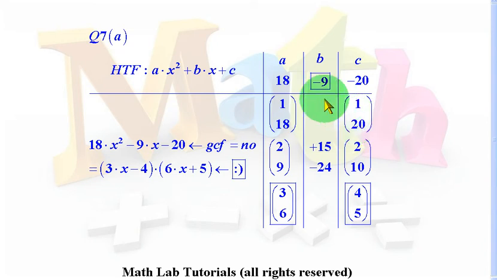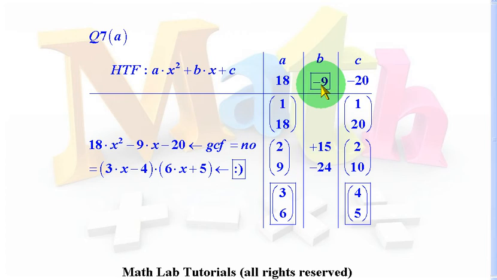Okay, and the objective is to get a -9. That's why I box that -9 in. So we'll try the bottom two first. Now what do we do? We multiply. Let's try 3 times 4. It's 12. 6 times 5 is 30. Is there any way to add or subtract 12 and 30 to give us 9?